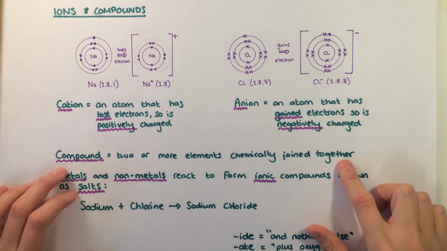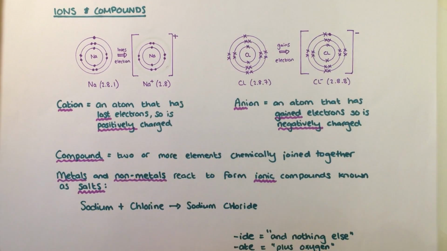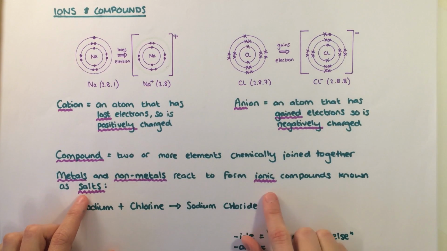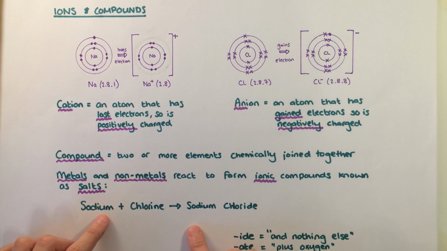Compounds are made when 2 or more elements are chemically joined together with a bond. Metals and non-metals react to form ionic compounds known as salts. For example, sodium, a metal, and chlorine, a non-metal, react to form sodium chloride. Sodium chloride is the salt.